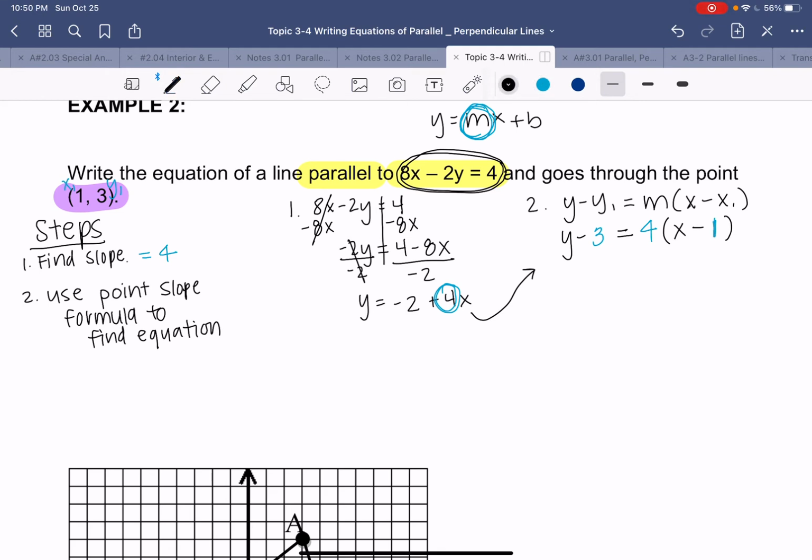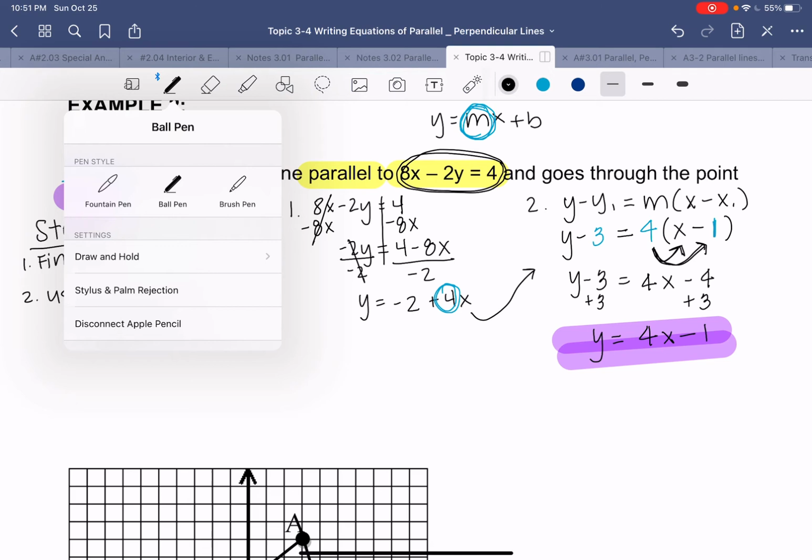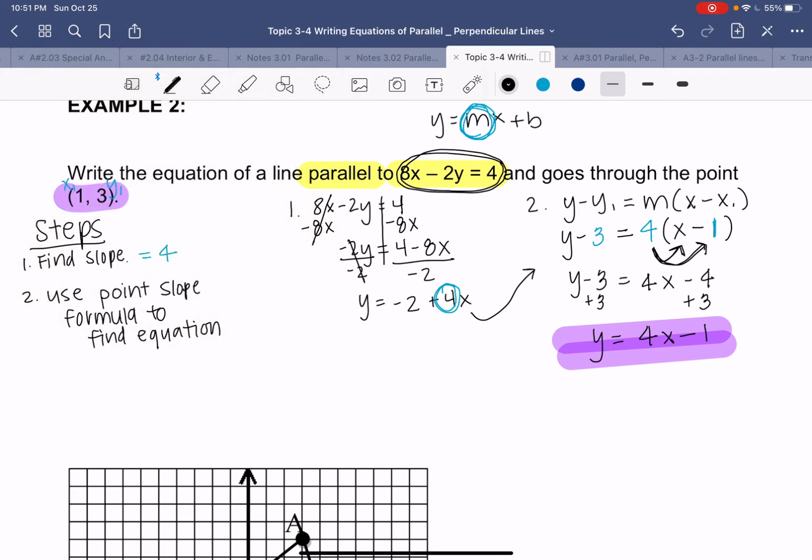And then now you solve. You expand out the problem. You solve for y. Okay, so the first thing you need to do is distribute this 4. So I have y minus 3 equals 4 times x, which is 4x, and 4 times negative 1, which is negative 4. All right, now we need to get y by itself, so we're going to add 3. So y equals 4x minus 1. And that's our answer. 4x minus 1. Perfect.